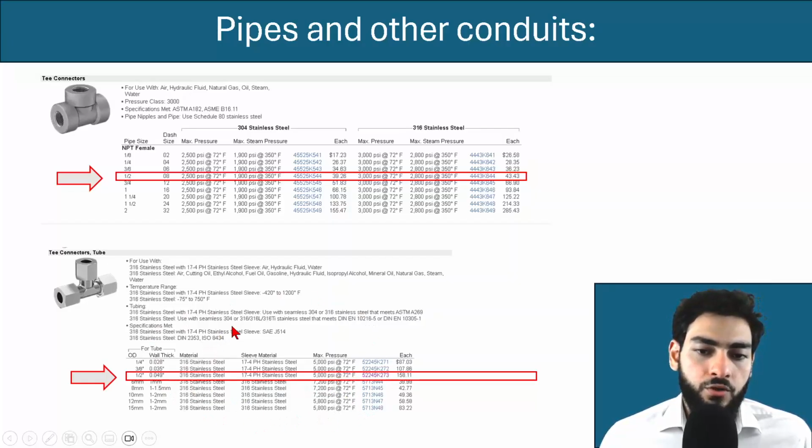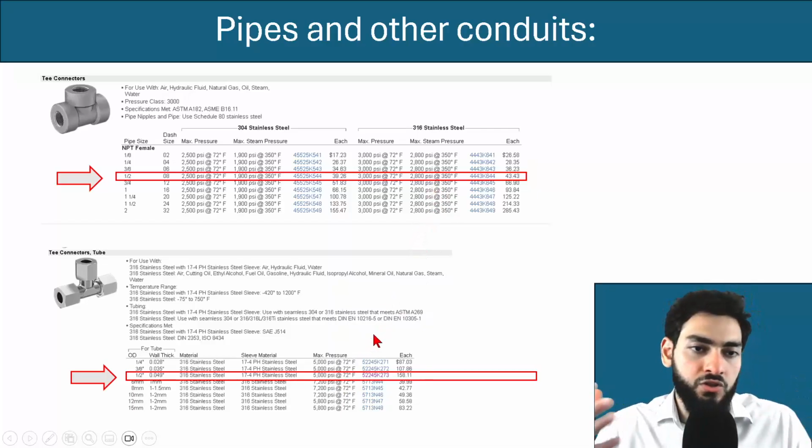So you could see the tubing over here could handle a lot more pressure, but also the temperature that it's showing is a lot less. So we'd have to derate it to be able to compare them as apples to apples.